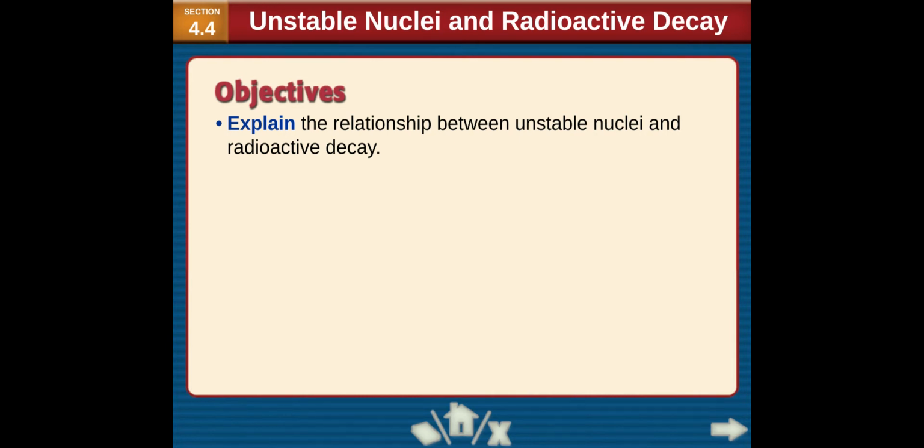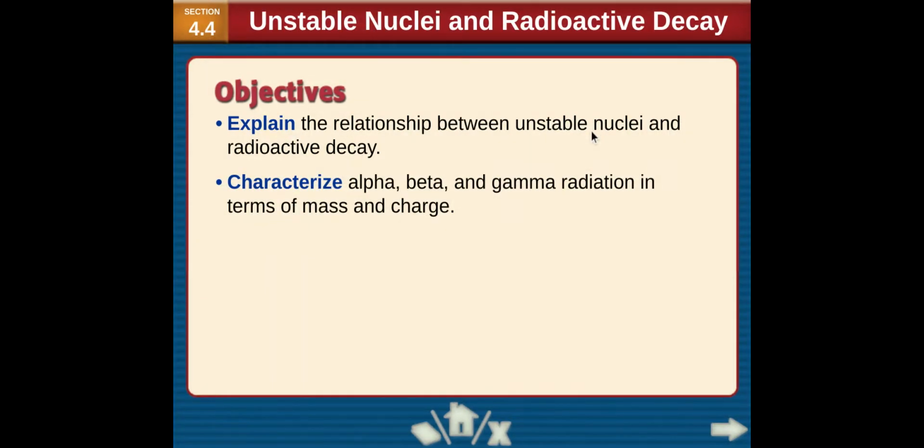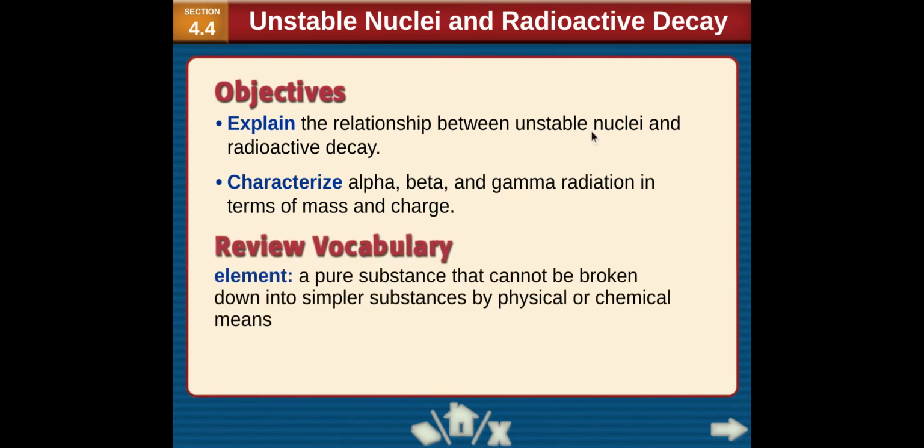Today we're going to be talking about unstable nuclei and radioactive decay. Our goals are to explain the relationship between unstable nuclei and radioactive decay, characterize alpha, beta, and gamma radiation in terms of mass and charge, and review the vocabulary of what an element is, which we learned in chapter 3.